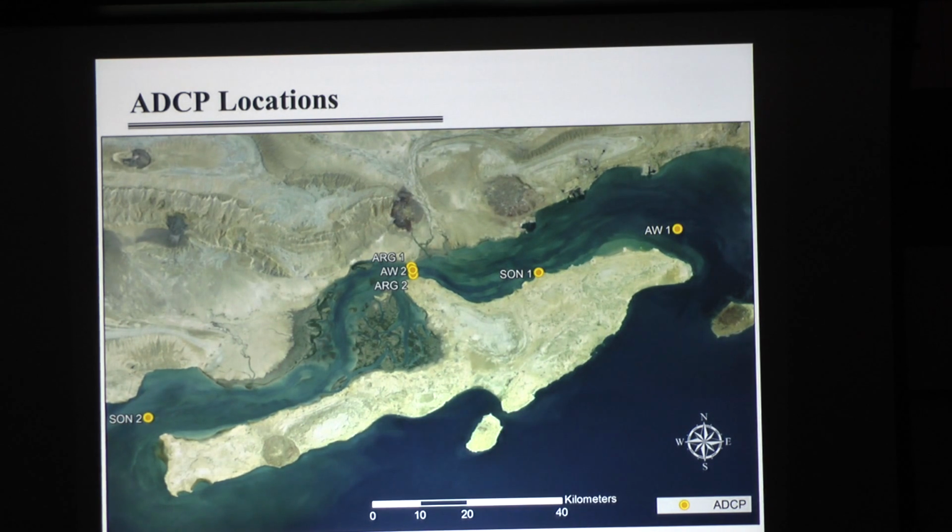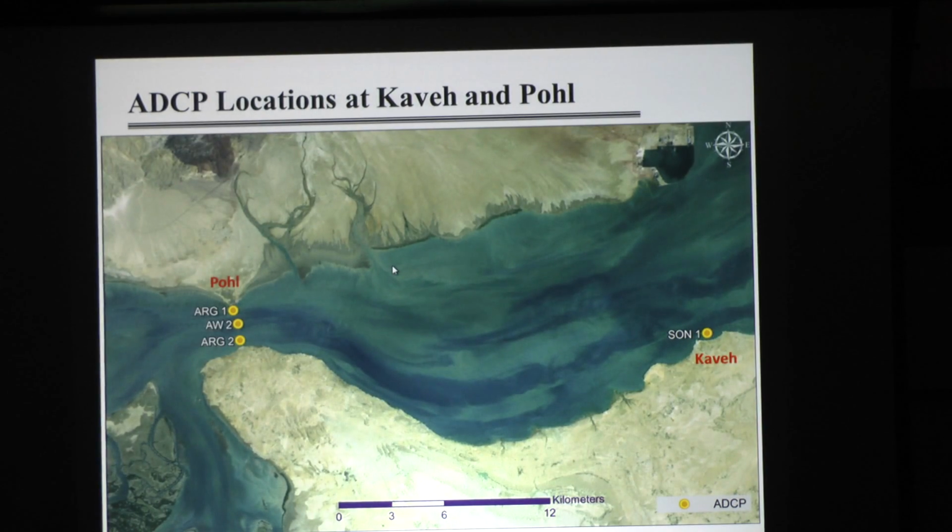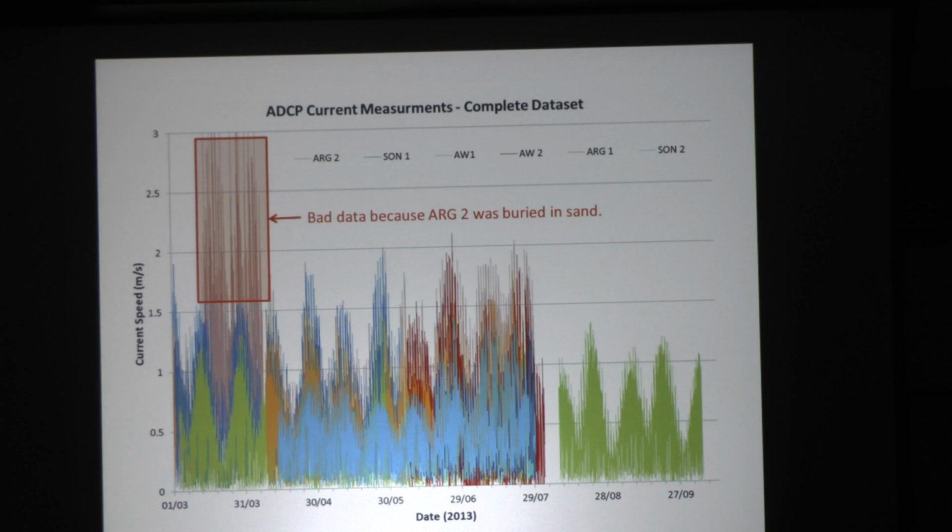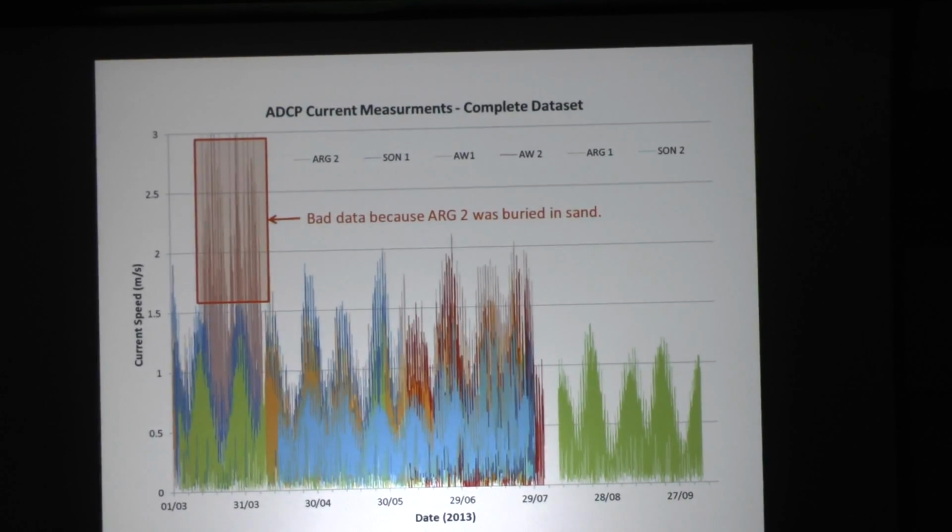And these are the locations of ADCP instruments. One here for a port, and 3 instruments here in the strait. These are the data captured from these ADCPs. There's something here that the data could not be assumed as good data because the instrument was buried by sand dunes, and this was the first time we realized that there are some moving sand dunes in the area.